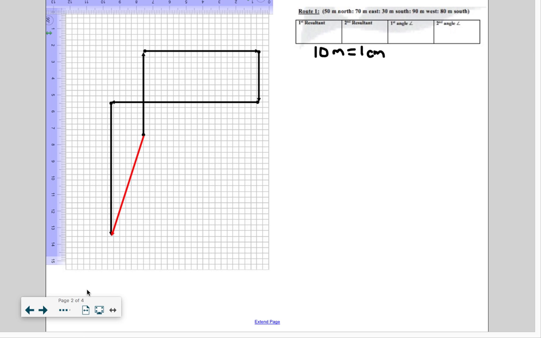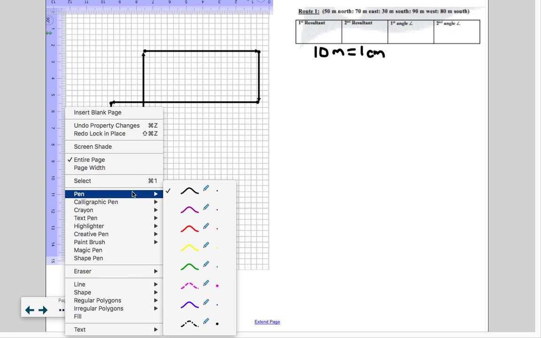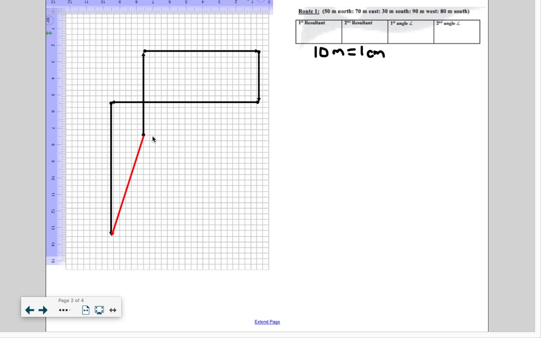Now remember I said that I want you to measure your angle from east. So if this is my point, east is right here. The angle I want you to measure is going to be this one right here. Then you're going to take your ruler and measure the length of this. So I could grab my ruler over here.